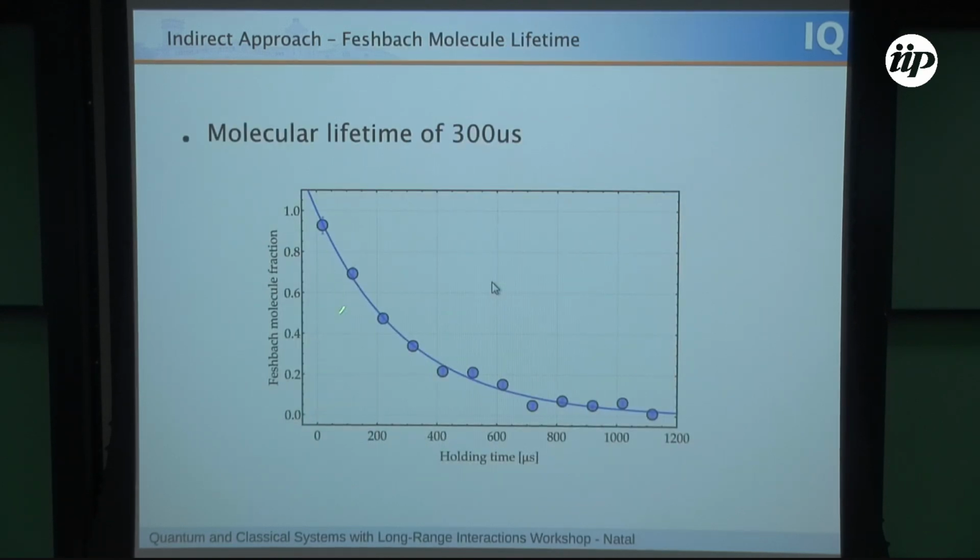Okay, the lifetime of these Feshbach molecules is not very long. It's only 300 microseconds. So you need to be fairly fast in order to make these into ground state molecules. And that's just because they're so floppy, they're so large.